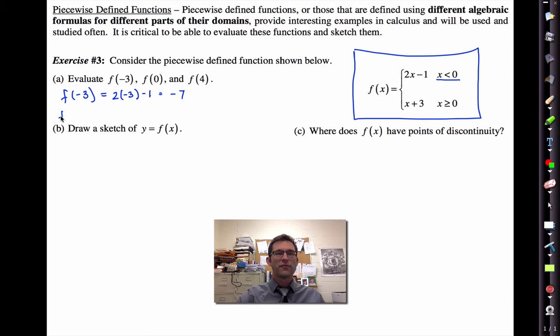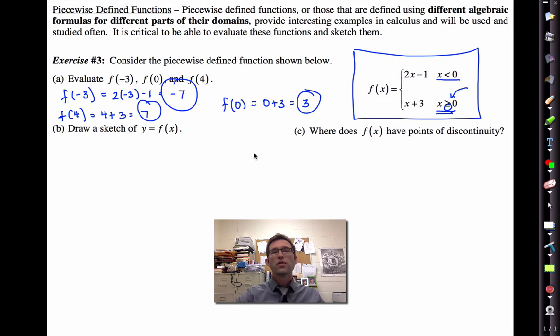Skipping for a moment to f of 4, right? Well, again, I look at this. 4 falls into this category, so I have to use this formula. So I'll get 4 plus 3, and I'll get a +7. Total coincidence there. Now, f of 0. Well, we have to see which one of the formulas applies. And it's this formula again, because there's the equals 0. So 0 plus 3 gives me 3.